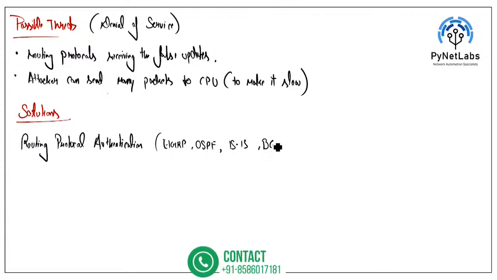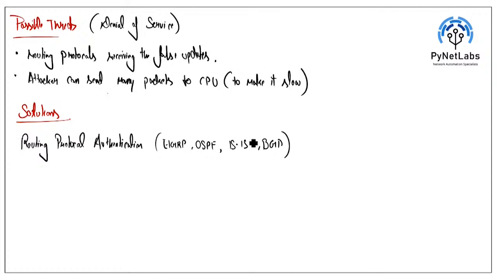BGP is one of the protocols which supports authentication, and like RIP version 2 is also going to support authentication. So the router authenticates the source of each routing update packet that it receives, like the exchange of hello packets, like the password mismatch and all. So everything should be there.